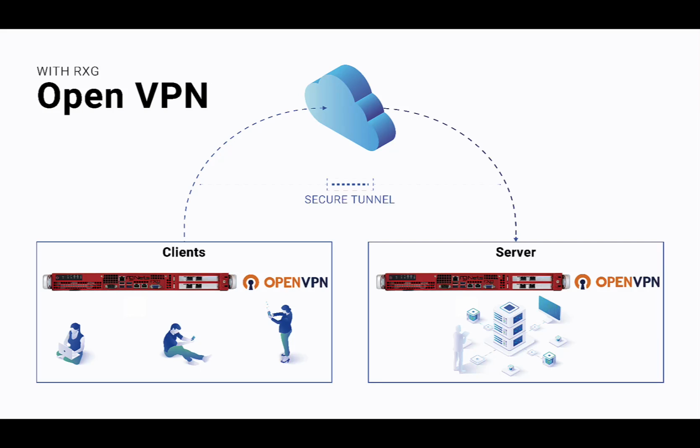OpenVPN consists of a client-server relationship where the rXg will be the server, and then you can have any number of clients downstream, such as another rXg, mobile devices, or desktop devices. In this video, I will demonstrate how to set up the server side of the OpenVPN software on the rXg, as well as how to install a third-party client on a Mac and connect. Let's get started.